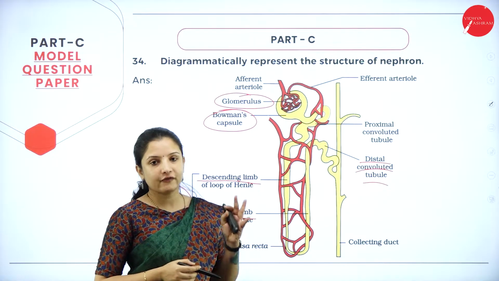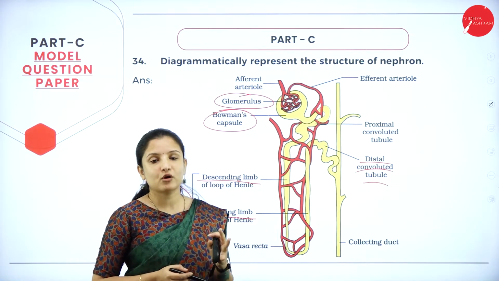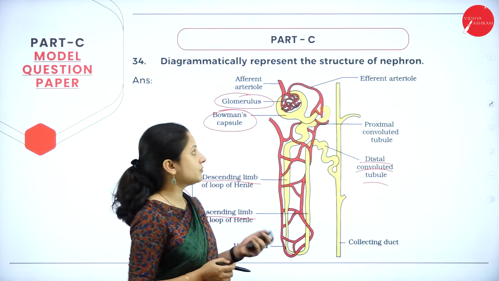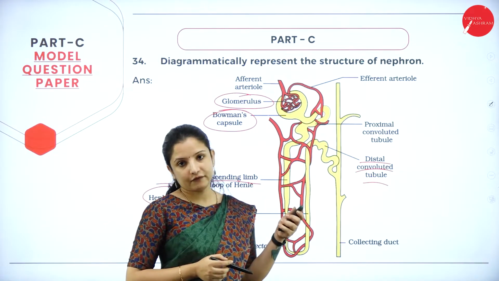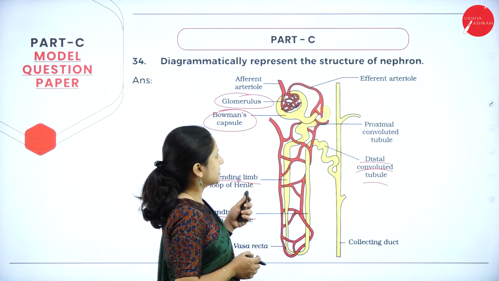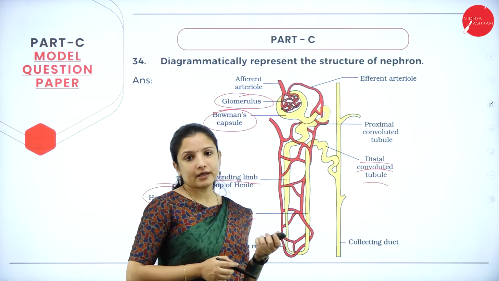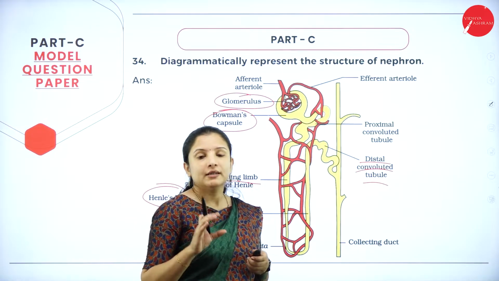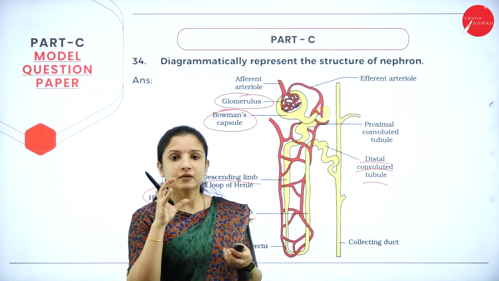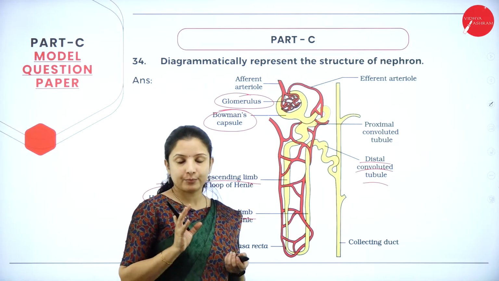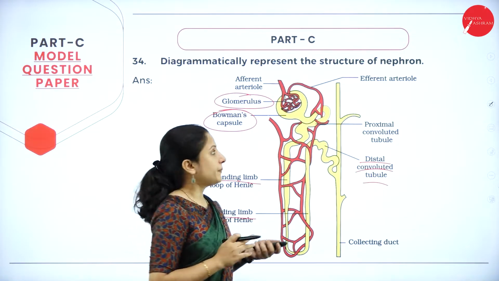At least 4 or 5 labels are very, very important for a diagram carrying 3 marks. So be very, very careful while drawing the diagrams. And don't draw diagrams very small. Let it be big. Let it be visible neatly for the person who is correcting your paper.